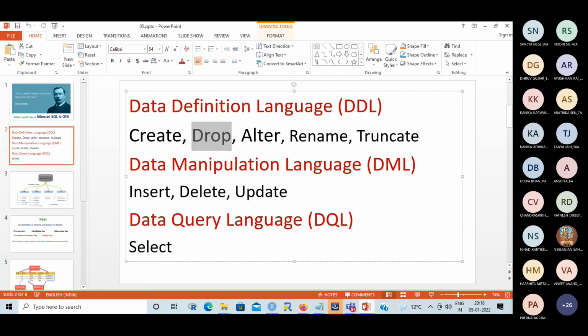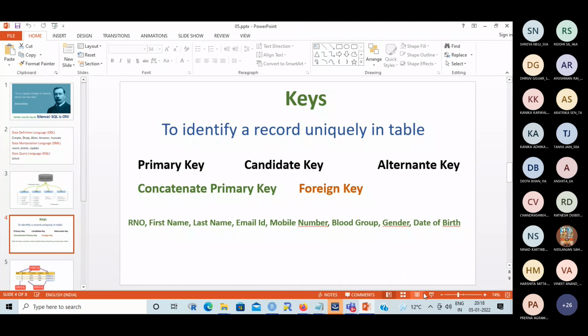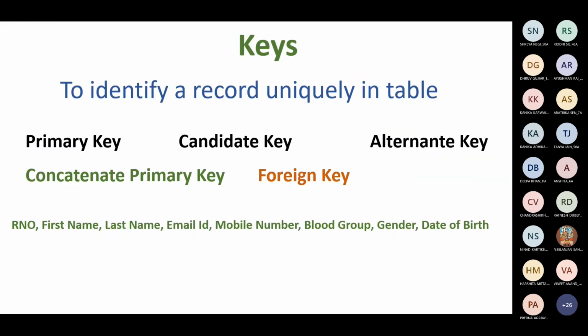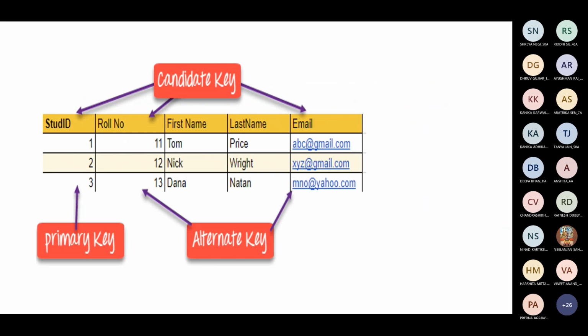To understand the concept of keys, I am just sharing my screen. Are you able to see it? Keys are nothing but a way to identify a record uniquely from your table. There are different keys: primary key, candidate key, alternate key, concatenated primary key, foreign key. Now understand this. I have a table.